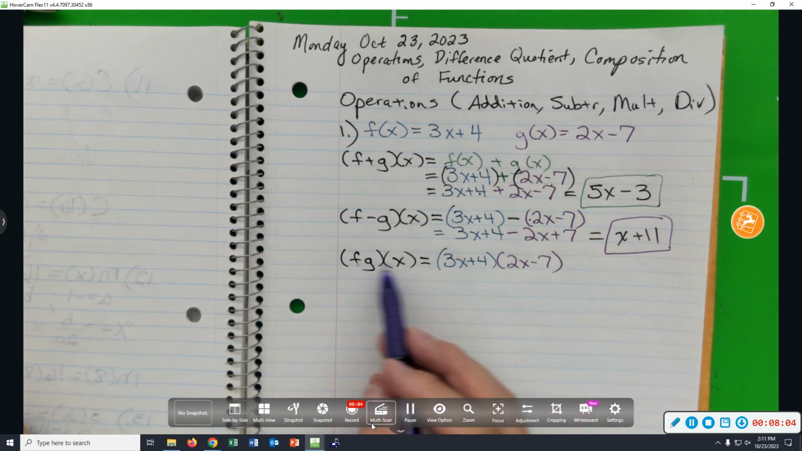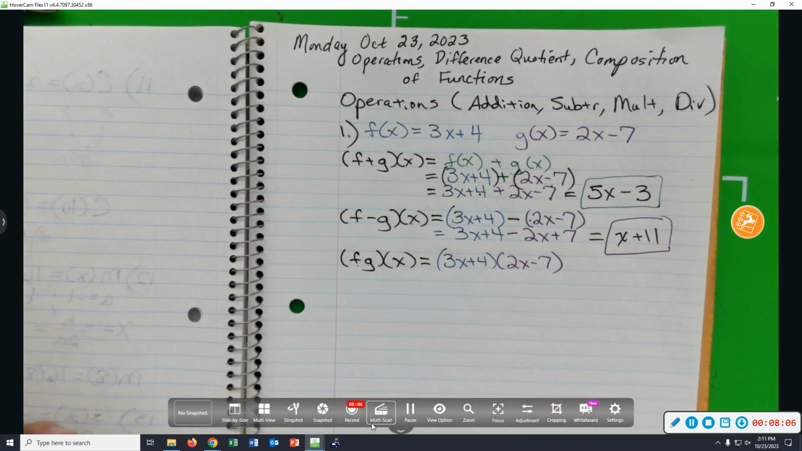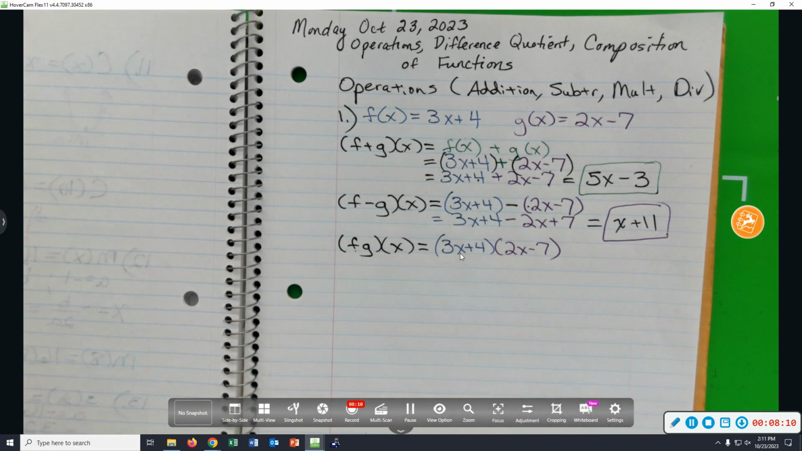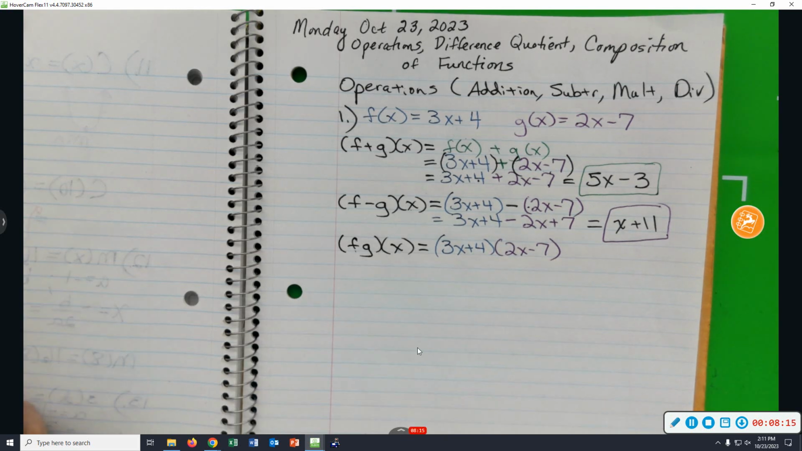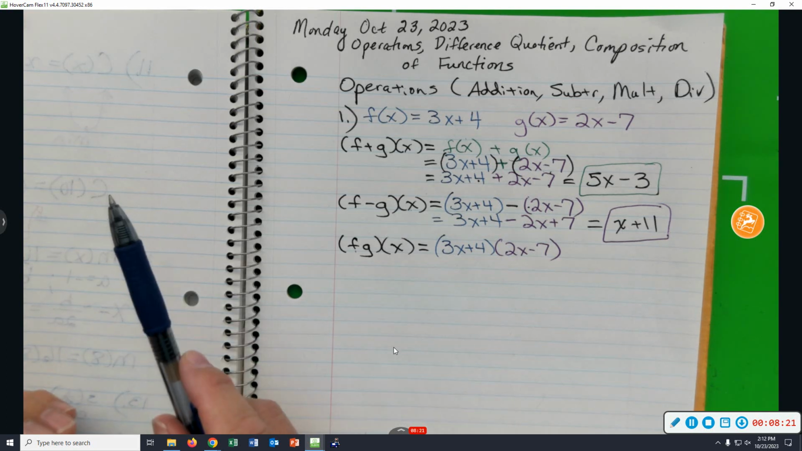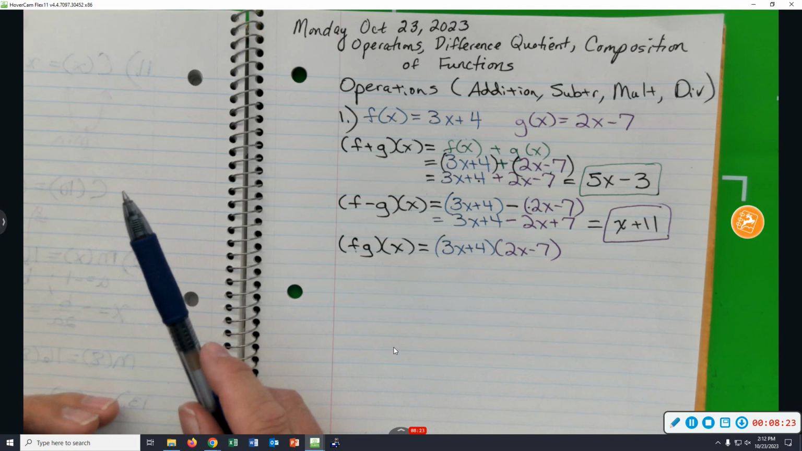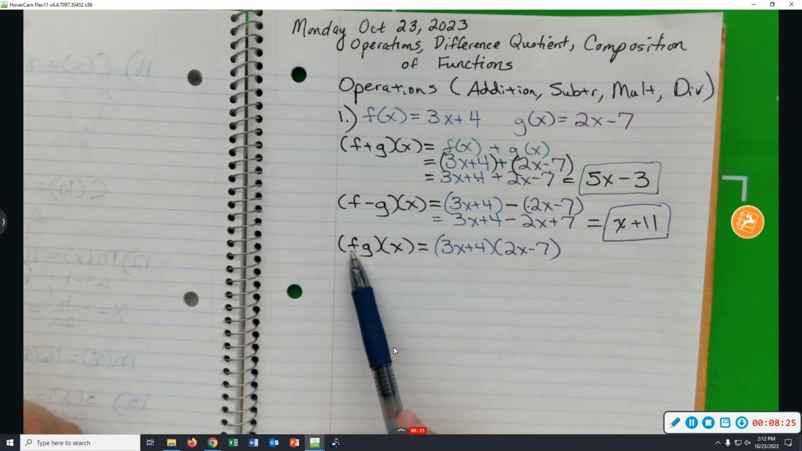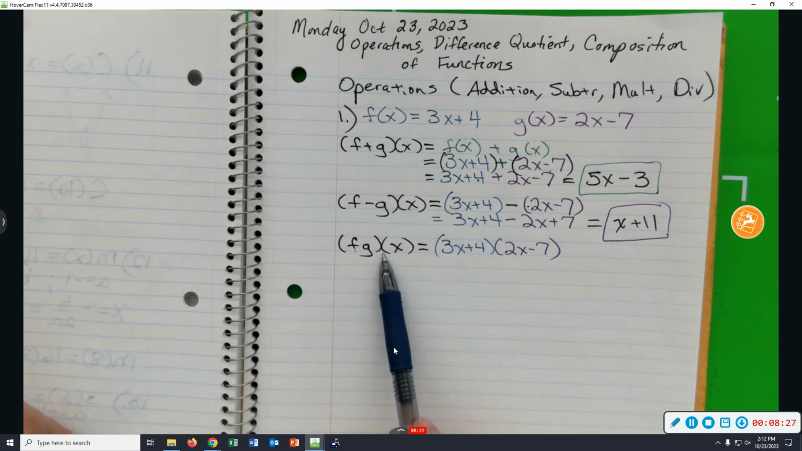You took f of x times g of x. If I'd come in here today at the beginning of class and said, okay, how do we perform this multiplication? This is something we've known all semester long. You FOIL it out. Multiplication of functions is just algebraic multiplication. The only difference is that notation they're using. So we're FOILing it out.